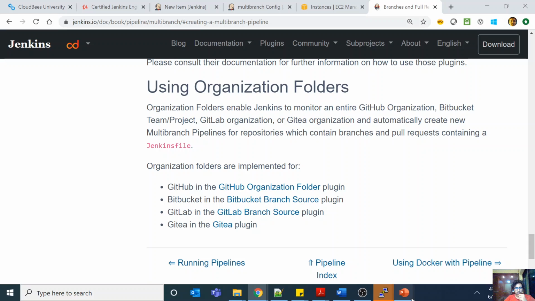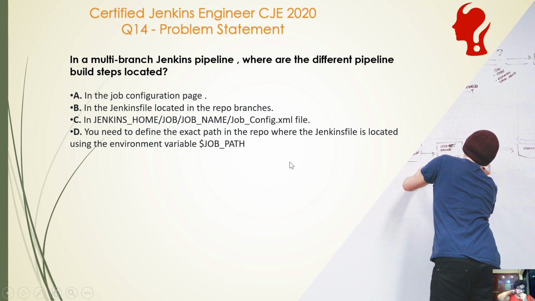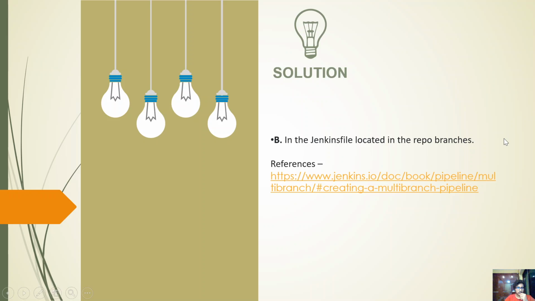Okay, so anyways, coming back to my question: what are the different build steps located? So answer will be Jenkins file located in the repo branches. So it is B. So it is not in the job config page, obviously, because you are not maintaining anything in the job config page. All of your build steps are in the Jenkins file in your source control repository. So it's not A, it's not C, it's not in a Jenkins home. It is in the Jenkins file in your SCM, and D, it's not also defined by any environment variables. The answer is B, in the Jenkins file located in the repo branches.